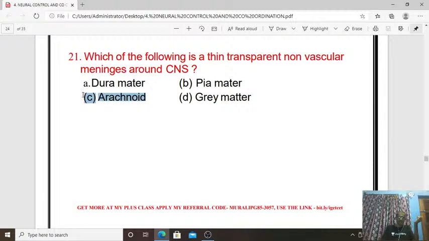C is the right answer. Which of the following is a thin transparent non-vascular meninges? Non-vascular refers to arachnoid. It is the non-vascular meninges out of the three layers of the meninges. Outer to the meninges, it is the skull.